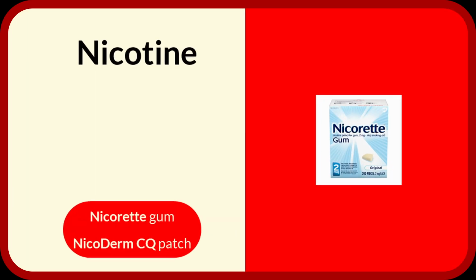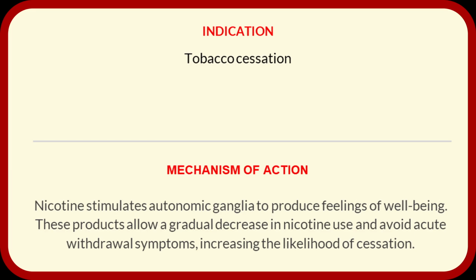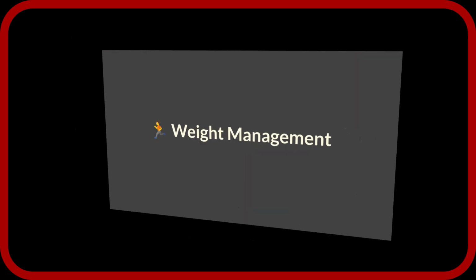We'll conclude with three distinct and important categories. First, smoking cessation. Nicotine, found in Nicorette gum or the Nicoderm CQ patch, is used for tobacco cessation. Nicotine stimulates autonomic ganglia to produce feelings of well-being. These products allow a gradual decrease in nicotine use and avoid acute withdrawal symptoms, increasing the likelihood of cessation.